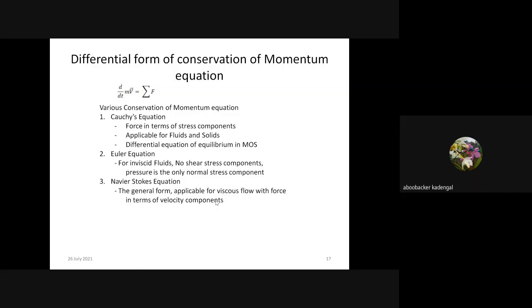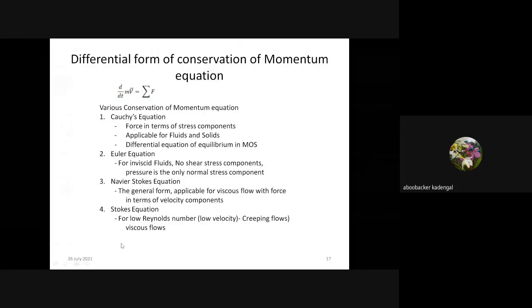And the third set of equations, the Navier-Stokes equation, is the general form for viscous flow in terms of velocity components. Once we substitute the constitutive equation, relating stress to strain components, including both shear stress and normal stress, into Cauchy's equation, the result is the Navier-Stokes equation. That is Newton's second law for conservation of momentum. The Stokes equation is another, in which the inertia forces are neglected and viscous forces are included. So these four variants exist for conservation of momentum equations.